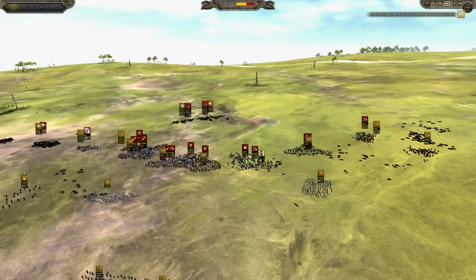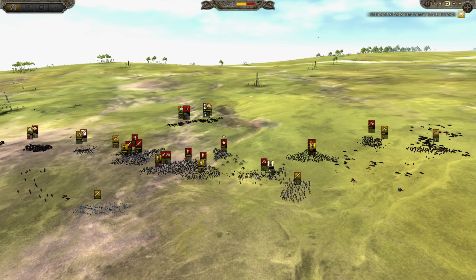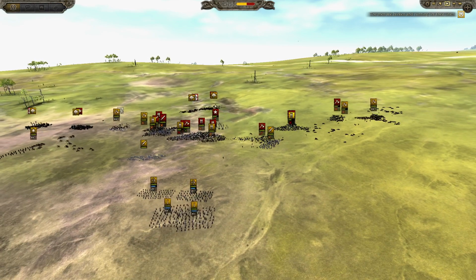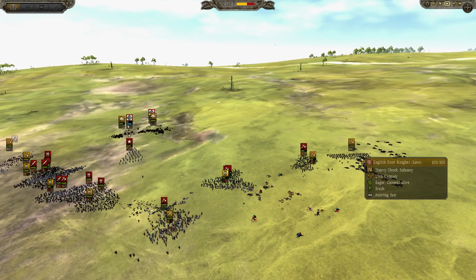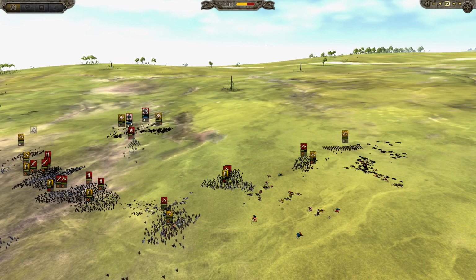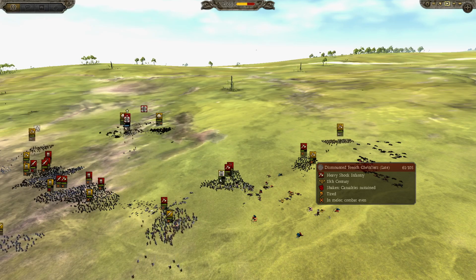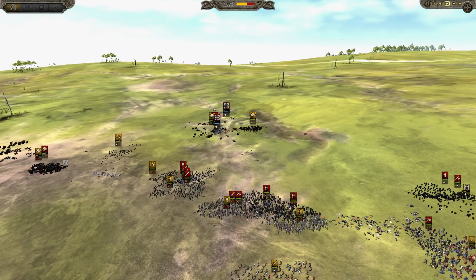Then I notice our center is starting to break. I need to bring our foot knights in so that they don't get a free run on our ranged. And then this unit of foot knights is going to try and come in and get a flank on their foot knights, or their dismounted French Chevaliers. Looks like we're doing pretty well here.